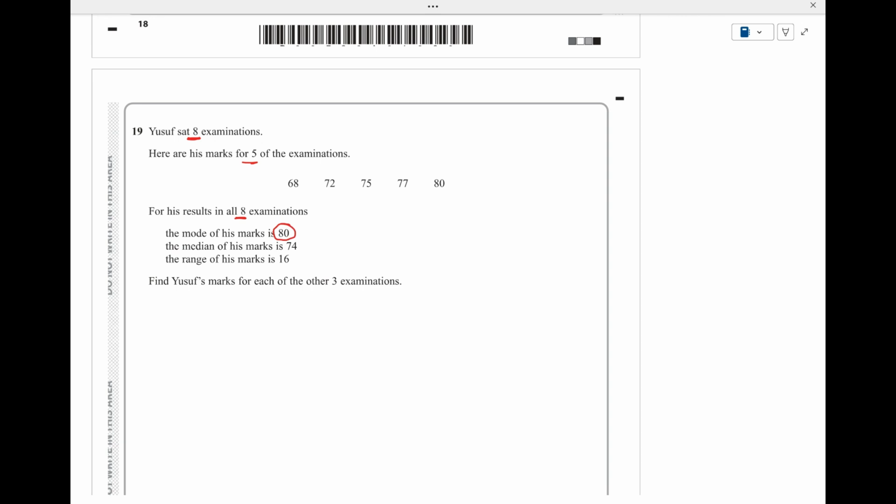So he must have got more 80s than anything else, right? So he must have got at least one more 80. Now, how many exams has he done? 8. So far, we've got 6 there, haven't we? The median of his marks is 74.